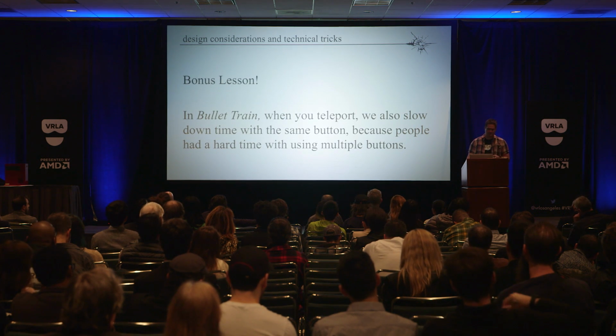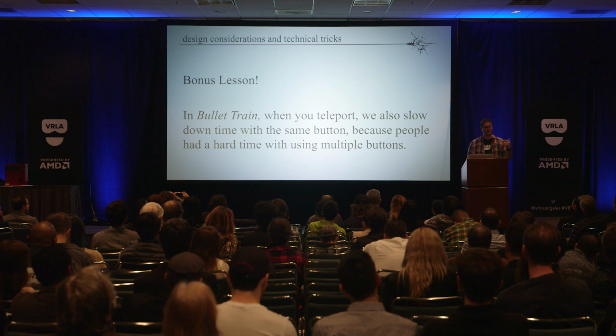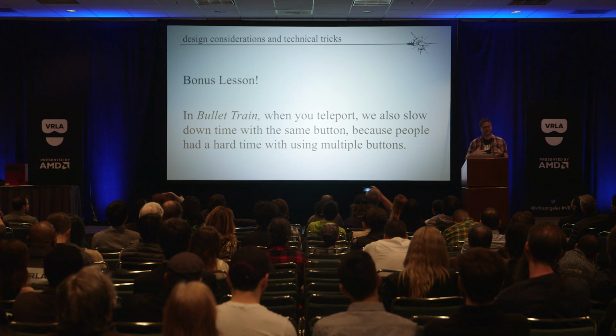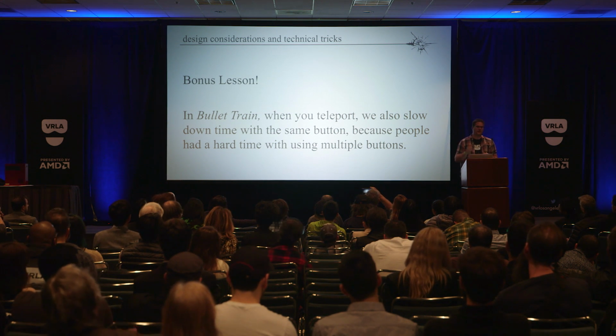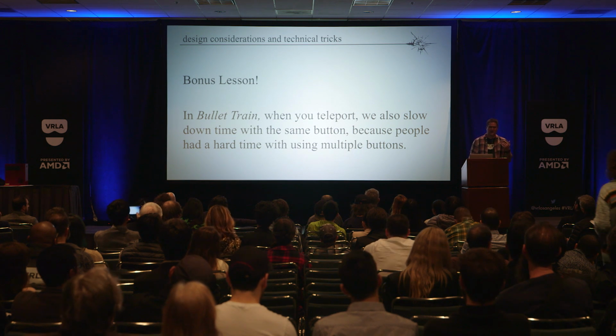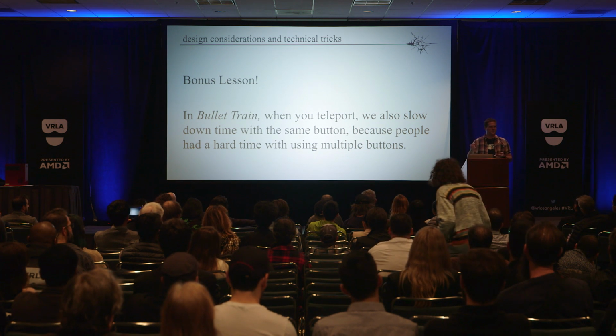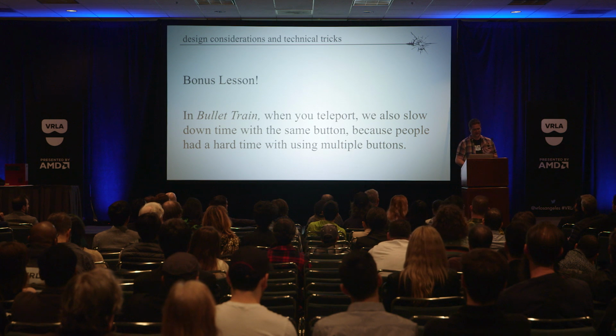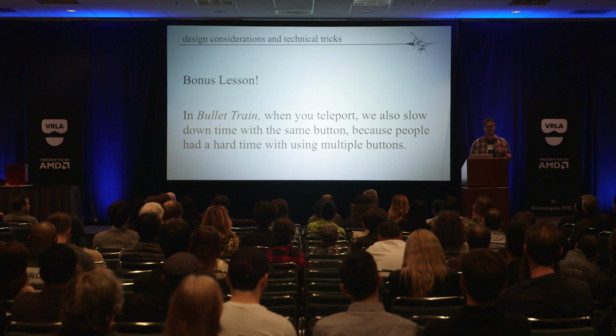And so, just a quick bonus lesson. In Bullet Train, there's a slow-mo mechanic where you can slow down everything and go into kind of like bullet time. But we also have the teleport mechanics. Originally, those were on two different buttons. You'd press the top button to teleport and the bottom button to slow down. And that was actually kind of confusing to people.